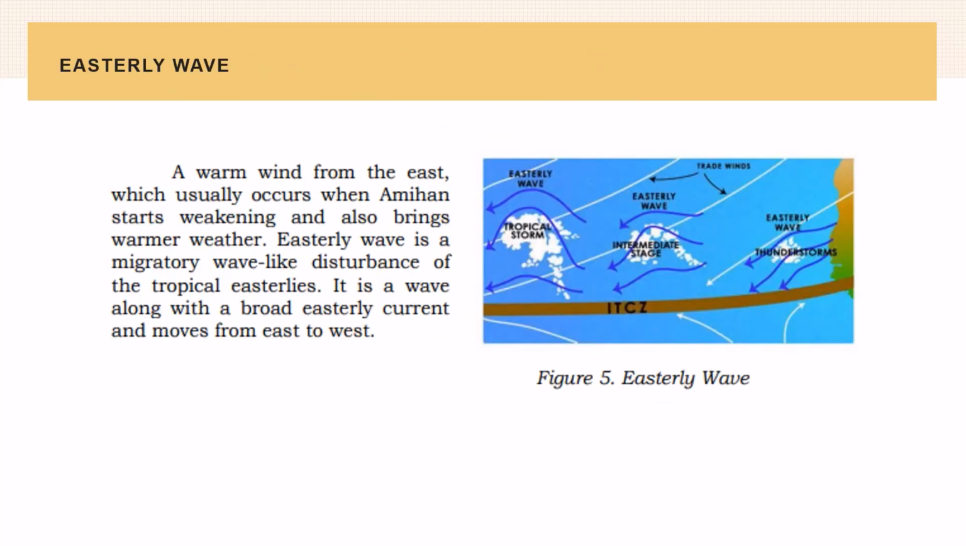Easterly wave, a warm wind from the east which usually occurs when a mainland high starts weakening and also brings warmer weather. Easterly wave is a migratory wave-like disturbance of the tropical easterlies. It is a wave along with a broad easterly current and moves from east to west.